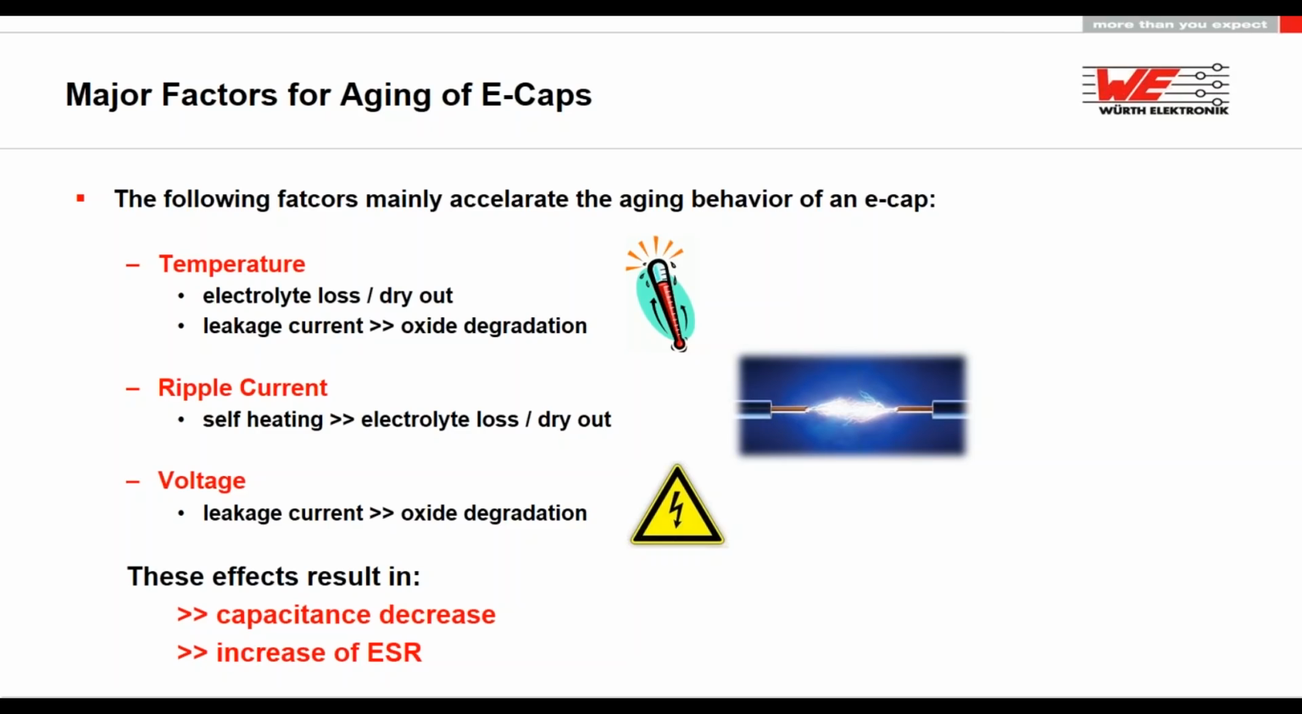Overall, these effects will result in two simple things. It's the capacitance decrease and the increase of ESR. Both can be critical, and the increase of ESR is also one reason. If you have the same voltage applied, or let's say the voltage ripple, and you get an increase of ESR, so over time, if you get a higher ESR and you still have the same ripple current, you have a higher self-heating. So over time, also the self-heating of the component can increase and accelerate the aging over time.